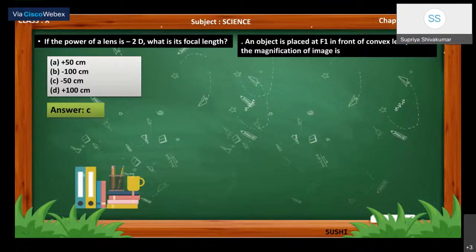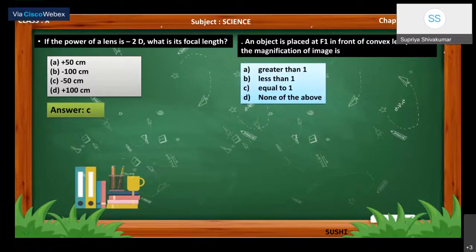Next question. An object is placed at F1 in front of a convex lens. The magnification of the image is? Okay, let me give you the options. Greater than one. Less than one. So try to understand the question, students. Is the option wrong? An object is placed at F1. So it might be a wrong question, I hope. An object is placed at F1 in front of a convex lens. Then the magnification of the image is?